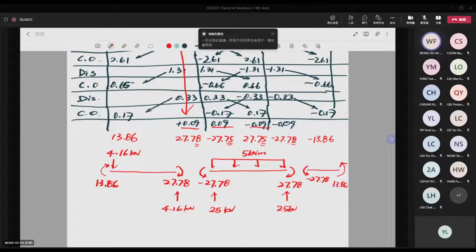And then for the last one, similarly, you should add to here in order to balance the moment. It is again 4.16. Don't forget that there's a support in between. And then action and reaction 4.16 and action and reaction 25. And don't forget that these are the moments applied on the joint.